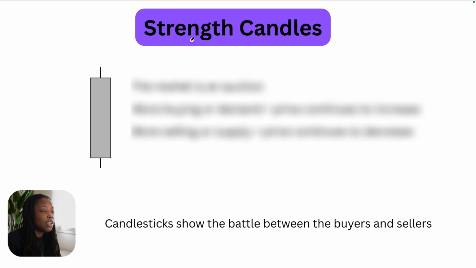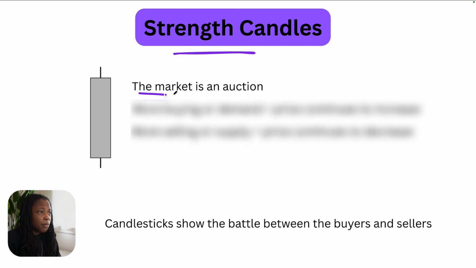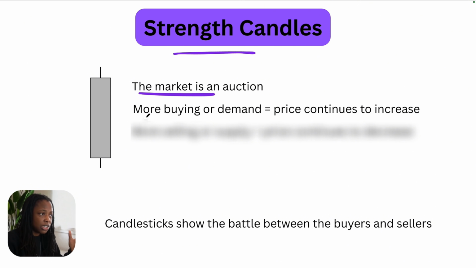So number one is the strength candles. The market is an auction. That's the one thing that I failed to understand when I started trading. I didn't really grasp that concept. It's an auction. When you have more buying or demand, price will continue to increase. When people want something and there's demand for it, you see price will start to increase.